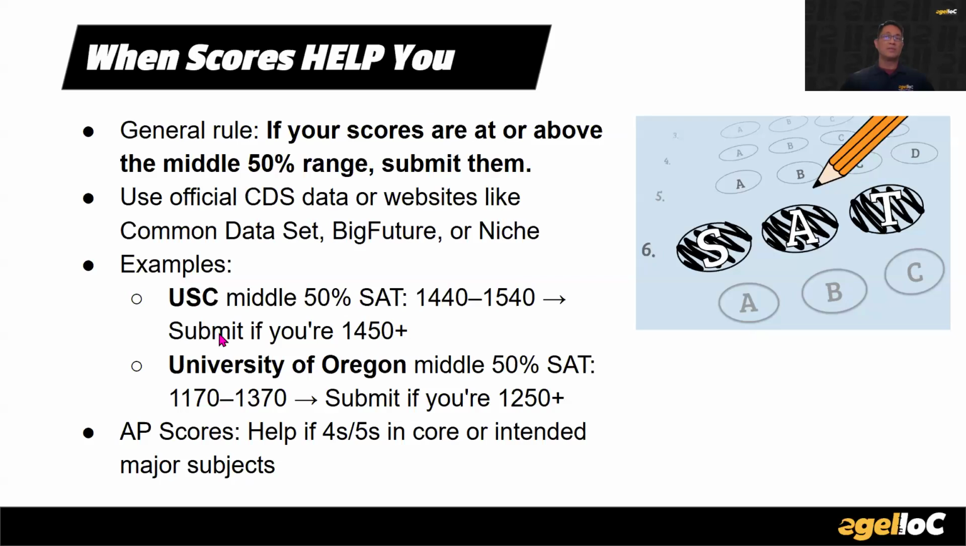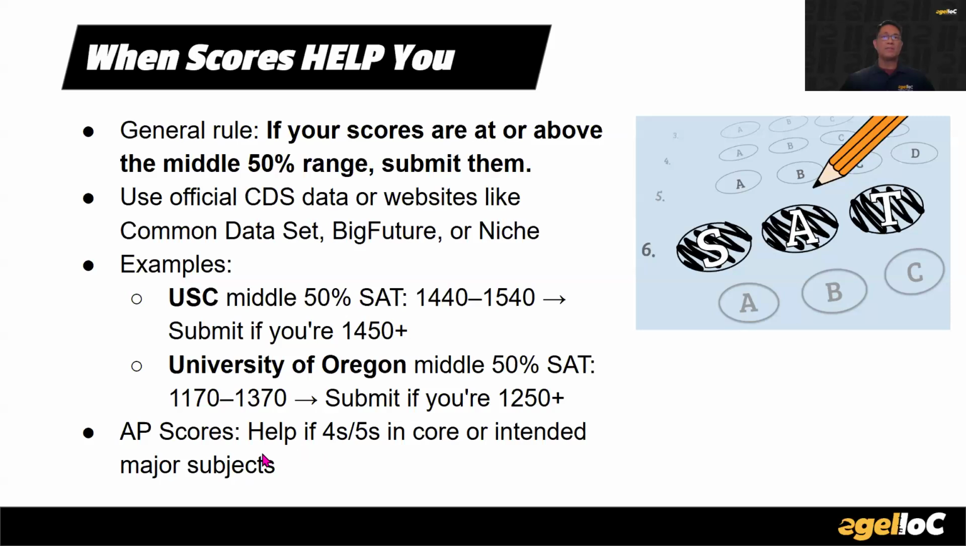So you want to submit your score if you're 1450 or higher, because that's in the upper middle. University of Oregon's middle 50% SAT is between 1170 and 1370, so submit it if you have 1250 or higher.